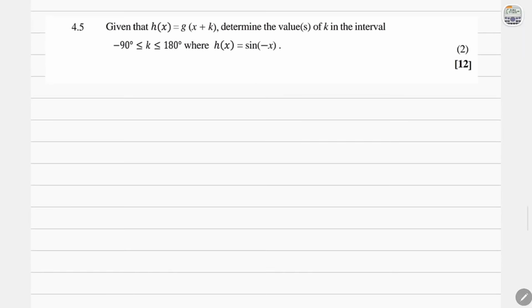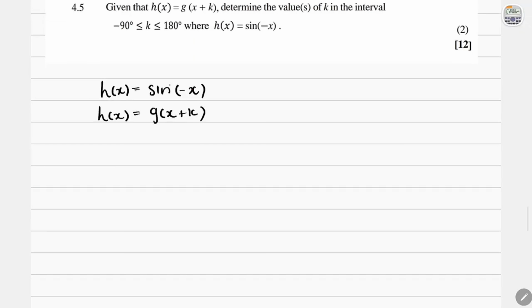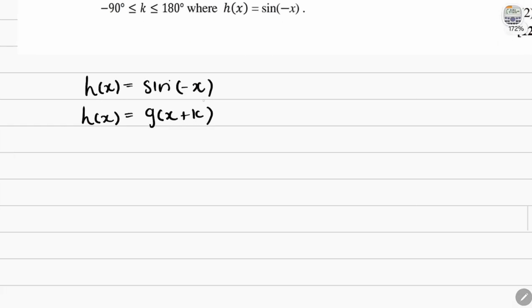Okay, so we have the graph of h, right? And h of x, they're saying it's equal to sine negative x. But h of x is equal to g of x plus k. So they're saying these two are exactly the same, right? But we get h of x by saying g of x, and then we add something to this x value. So what exactly should the value of k be for these two equations to be exactly the same?